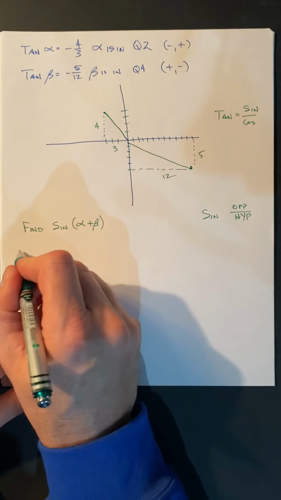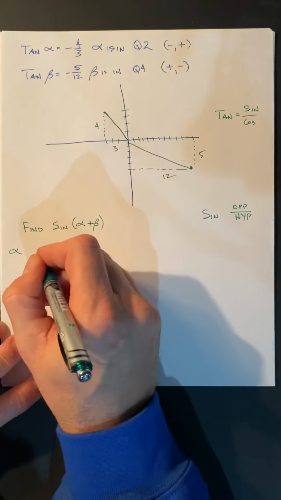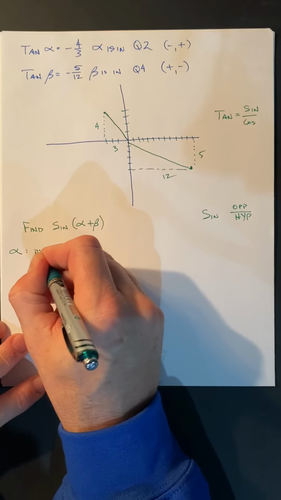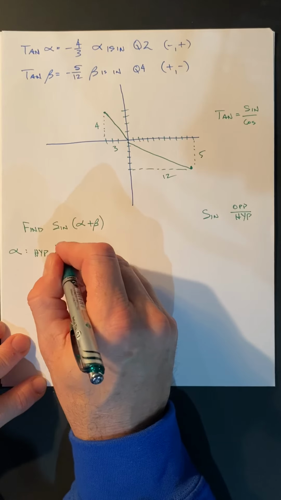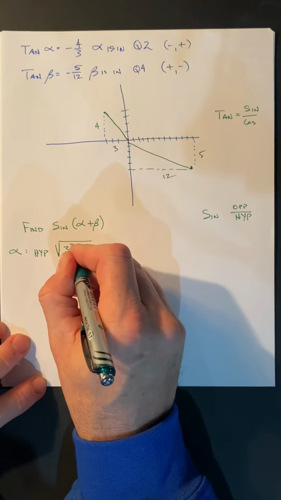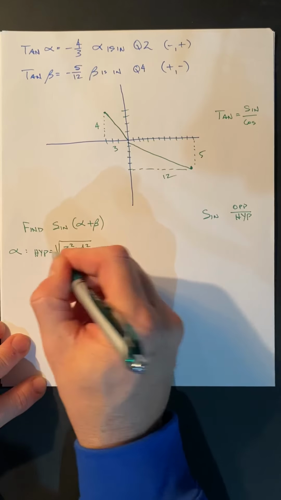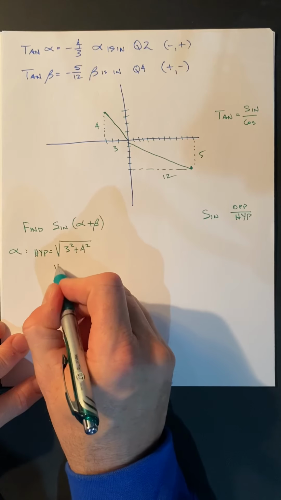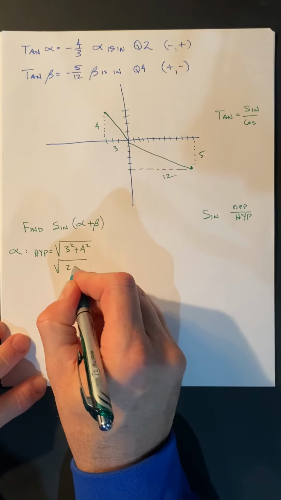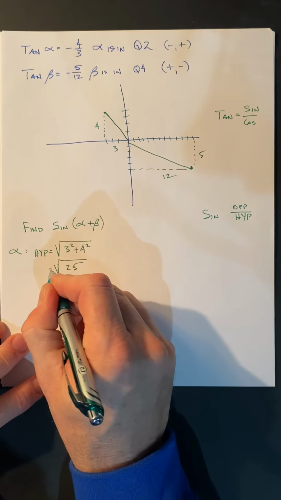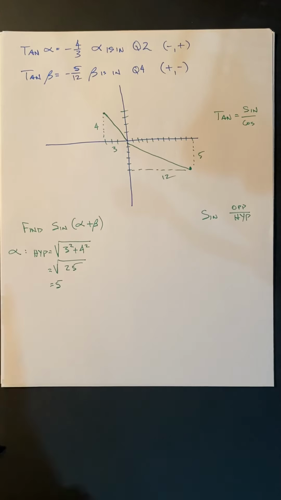So when I'm looking at alpha, my hypotenuse is going to be the square root of 3 squared plus 4 squared, right? So I'm going to have the square root. This is 9 and 16 are 25. So the hypotenuse here is 5.